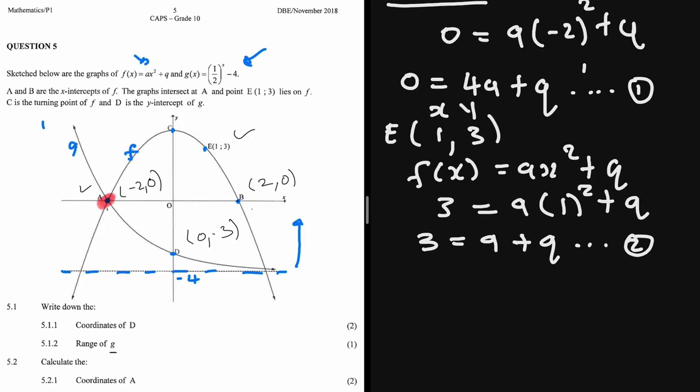So now what I'm going to do is take equation 1 and write it here next to my equation 2. So that means we're going to have 0 equals 4a plus q. So this is my equation 1.